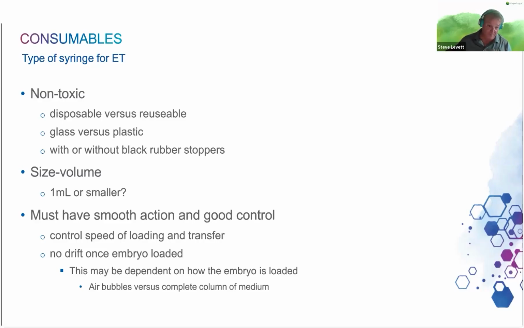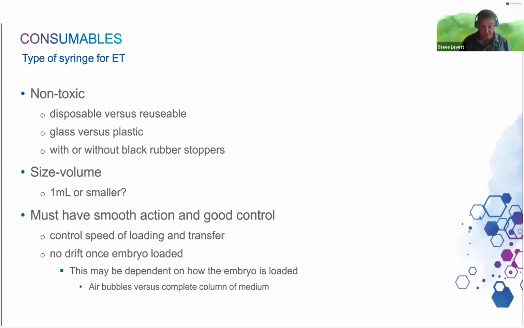A number of times embryologists have asked me, I get the syringe out of the pack and it's a bit stiff and jerky when I'm moving, jerky motion. What should I do? And the clear answer is you throw it in the bin and you get another one. There's no point risking the whole procedure for something that is very low cost and may influence the outcome if you don't get it right.